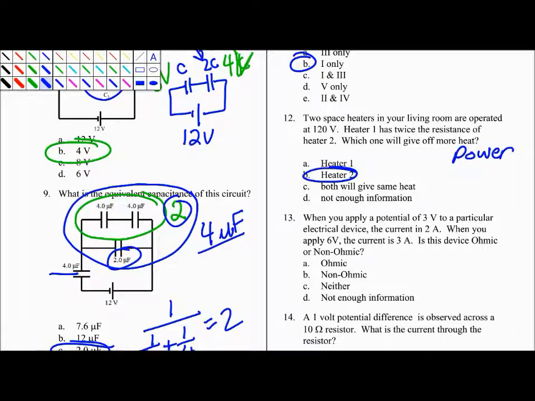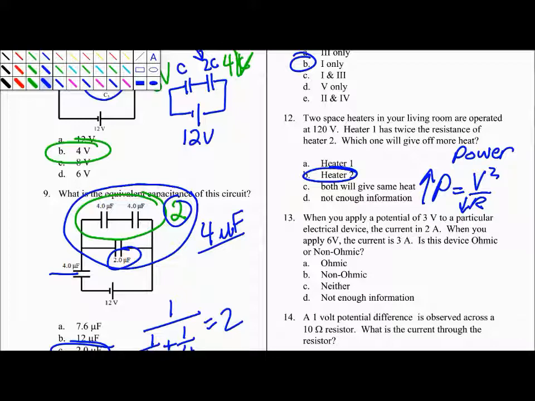All right, they both operate at 120 volts, and so I know that power is V squared over R. So if R is small, that means P is big. You can think about this too: the smaller resistance resists the flow of electricity less, so it's going to have a bigger current, and that's going to deliver more power to my device.